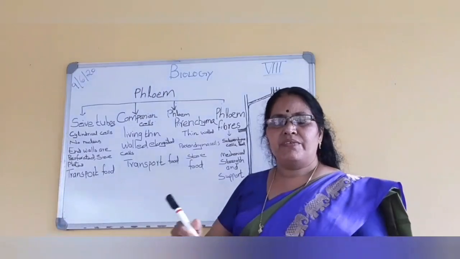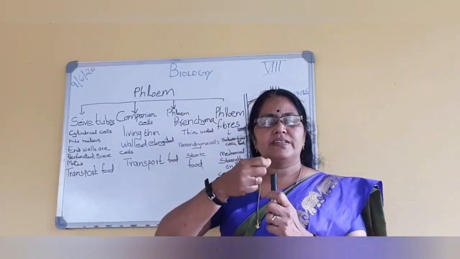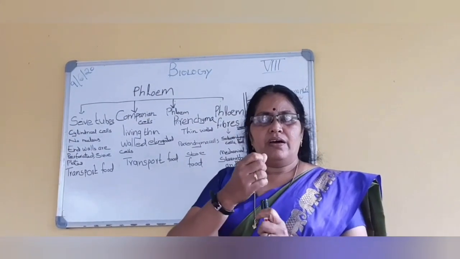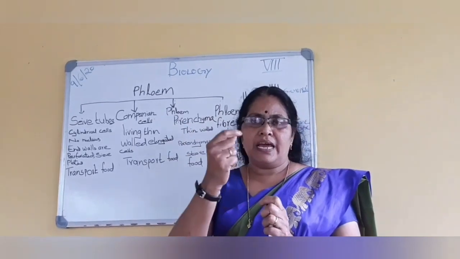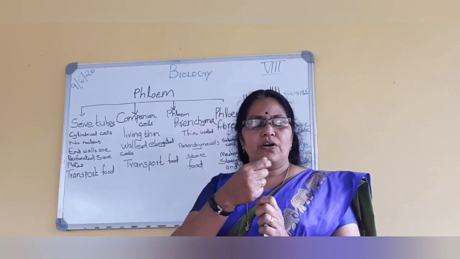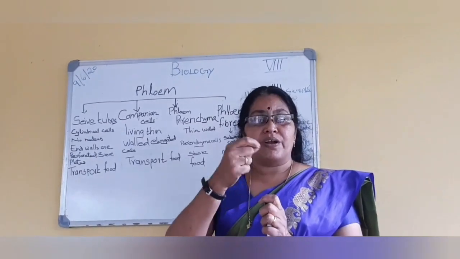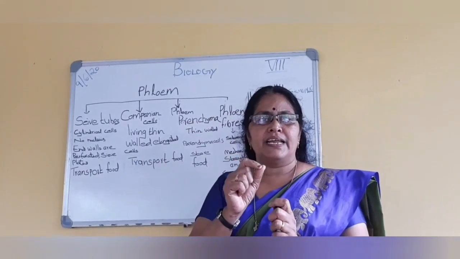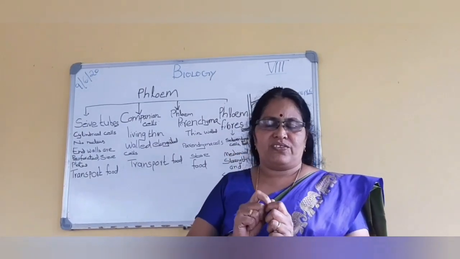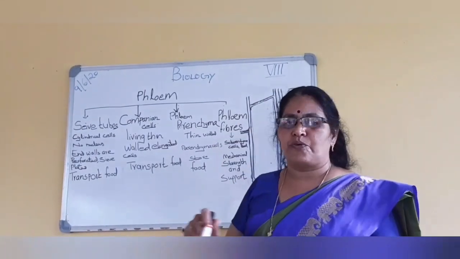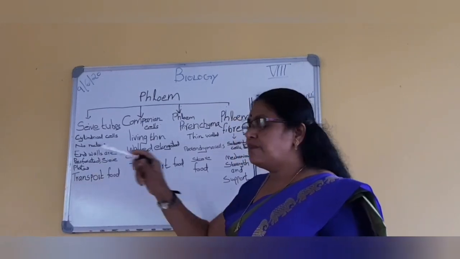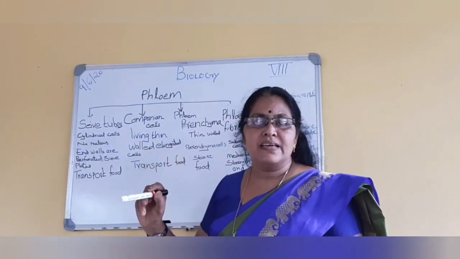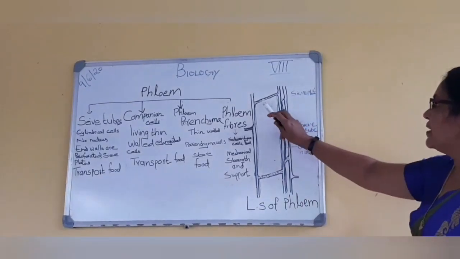That means, just think about a long pipe. In that, one pipe is connected to another pipe. So the end wall of the two pipes is perforated. That means it contains many small holes. Through that the food is transported. So the end walls are perforated, and that perforated part is called the sieve plate. In the diagram it is very clear.